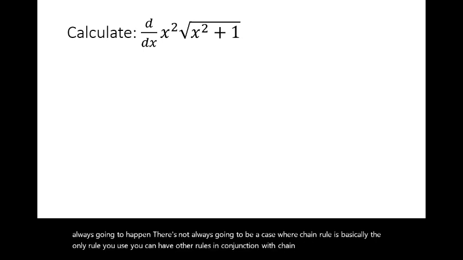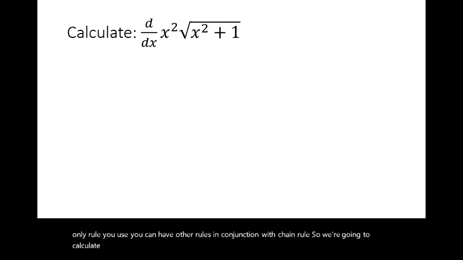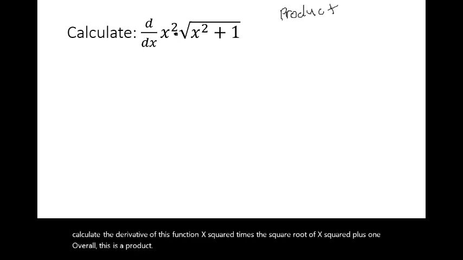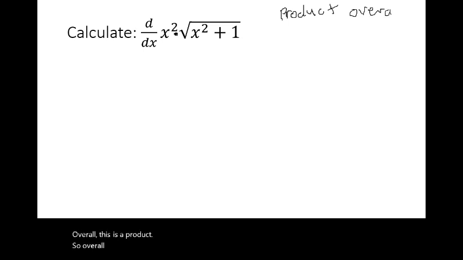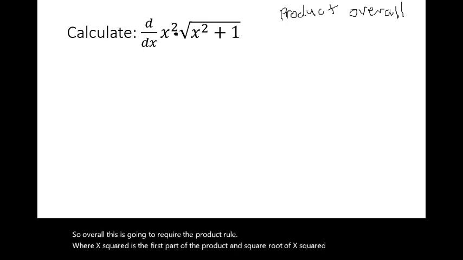So we're going to calculate the derivative of this function, x squared times the square root of x squared plus 1. Overall, this is a product. So overall, this is going to require the product rule, where x squared is the first part of the product and square root of x squared plus 1 is the second part of the product.